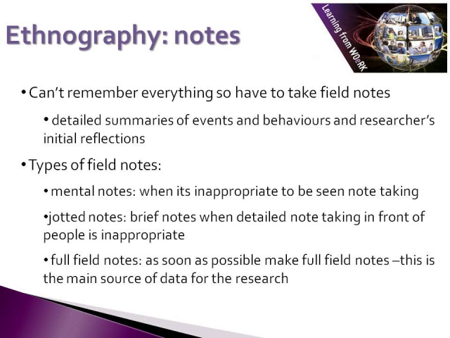Types of field notes: you can have mental notes. Okay, so you just take mental notes in your head, and you use those when it's inappropriate to be seen to be note-taking. You can take jotted notes. Those are brief notes, for when detailed note-taking in front of people is inappropriate, you just take a few brief notes down. Full field notes, you do these as soon as possible. It's the main source of data for your research, so you need to make your field notes as soon as possible. Once you've finished your observation, it's about sitting down, reflecting, and writing up your full field notes as soon as you can.